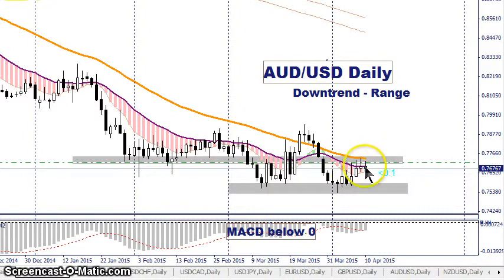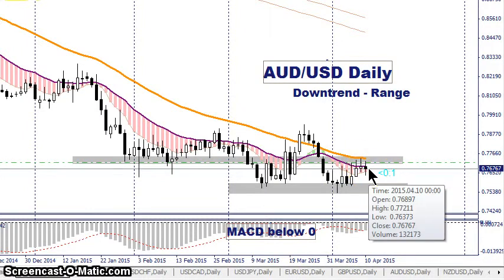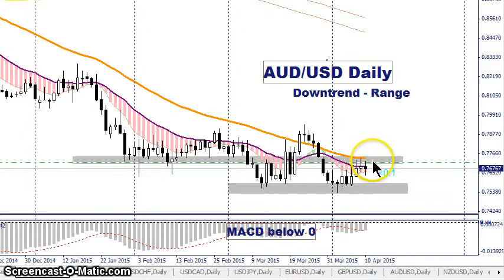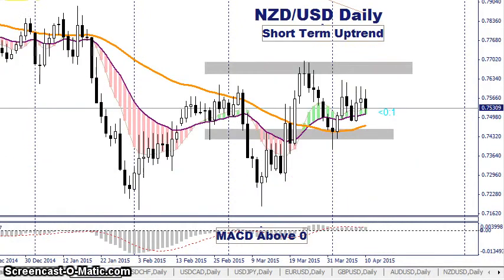So right now we're kind of trading sideways. You can see the MACD is below the 0 right over here. Again, we can look for possibly a slight pullback, and this is a wait and see situation. I would not trade this pair right now. It's going sideways. Price may go up a little bit higher. It may bounce back off the 50 and then come back down. So again, this is just wait and see. Okay. Next pair is the New Zealand USD.